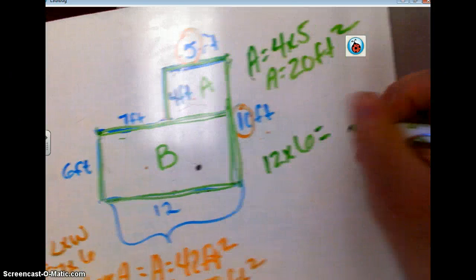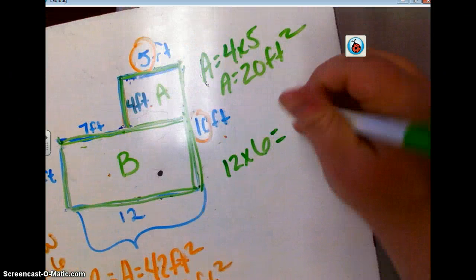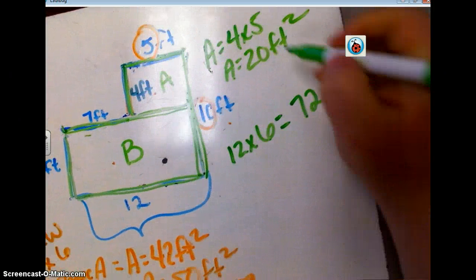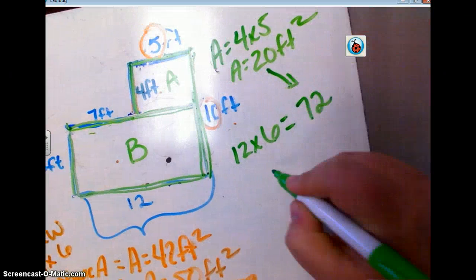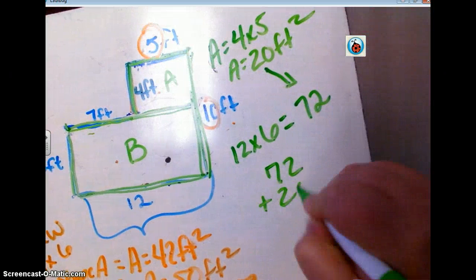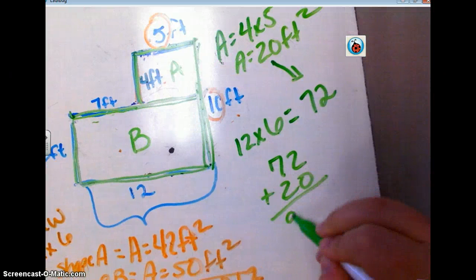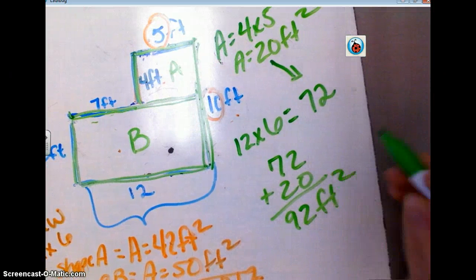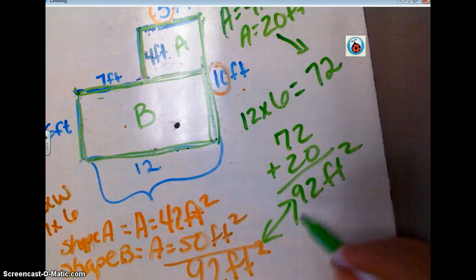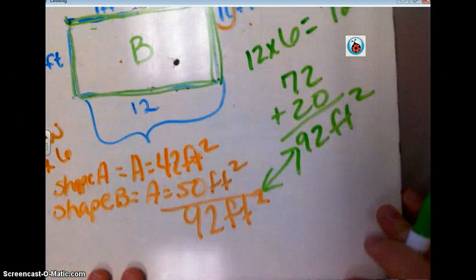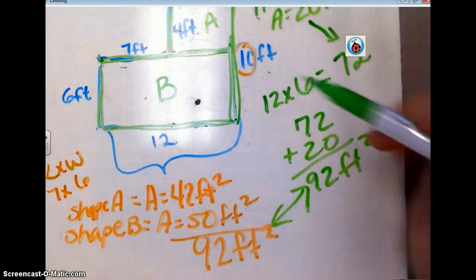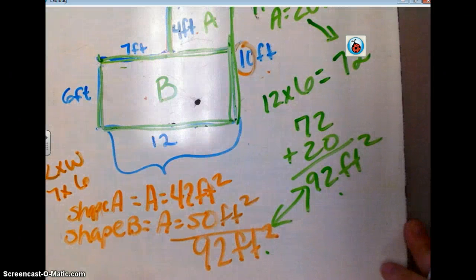What is 12 times 6? 72. 72 plus 20: 92 feet squared. So, just to prove to you, it does not matter how you break this shape up, you will get the same answer.